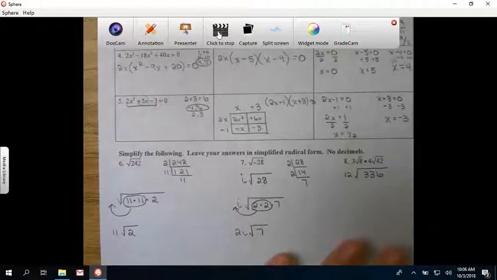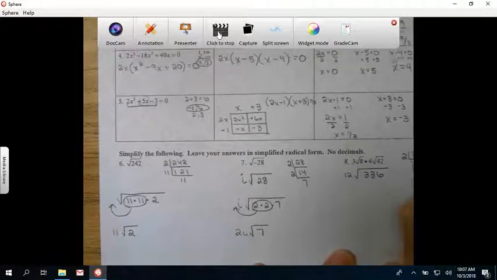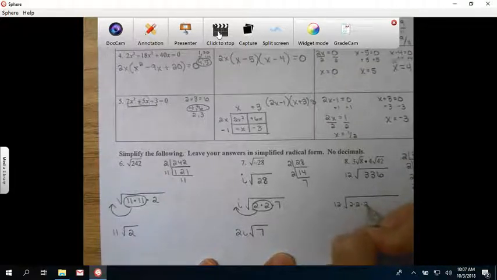And now I need to break down my 336. So if I just break this down into my prime factorization, I keep going until I get it as far down as I can. And then I'm going to go ahead and rewrite it. So I have 1, 2, 3, 4 2's. So 2 times 2 times 2 times 2. And then I have the 3 and the 7.